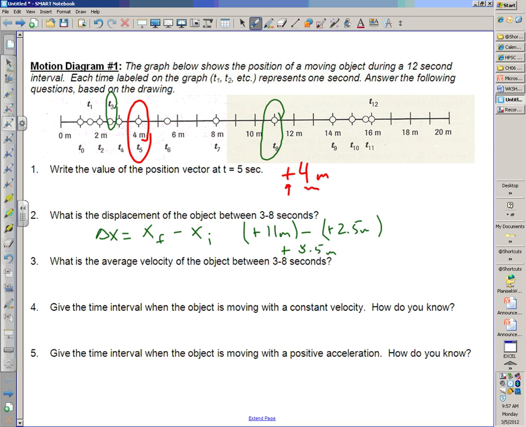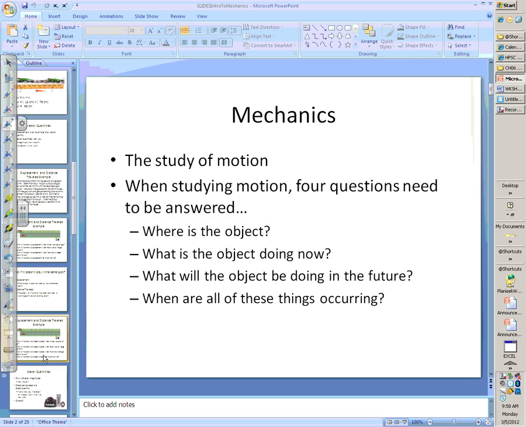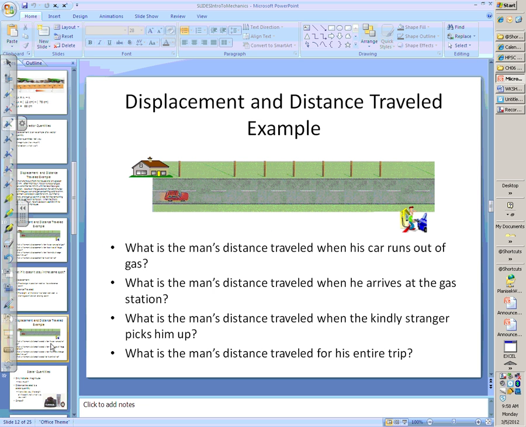And then we said there was one other term that answered the where is the object question. What term also related to where is the object? Distance traveled. And distance traveled did what for us? Told us how far. The total path that we took, right? And we discussed that with this guy and his trip to the gas station and back. We used this as an example of the difference between distance and displacement. Okay? Does that sound good?